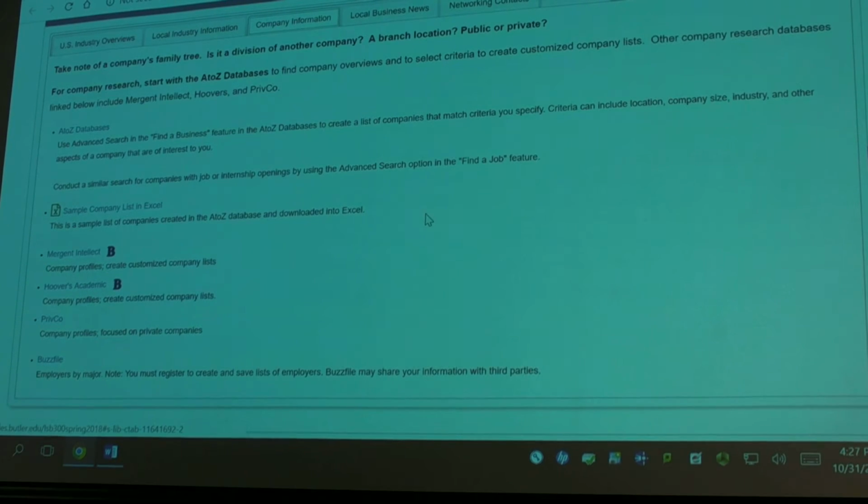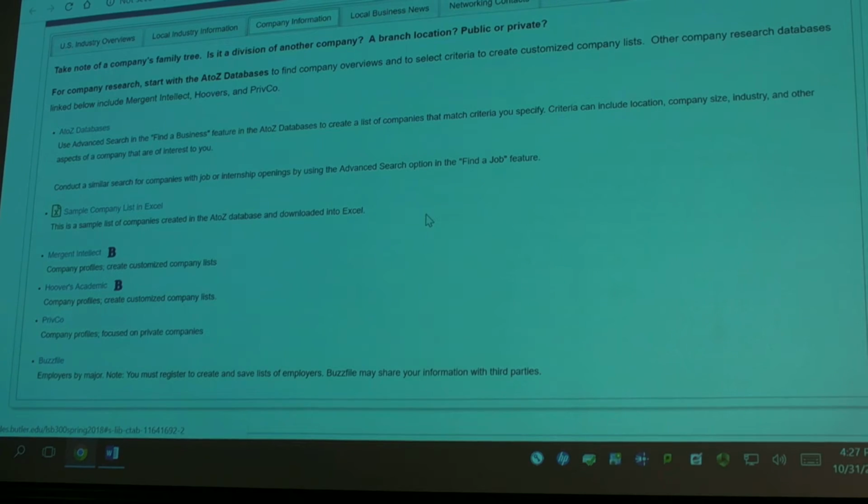Let's think about public versus private companies in terms of research. Which is easier to find information on, public or private? Public, for sure, and you all know that. Why is that?